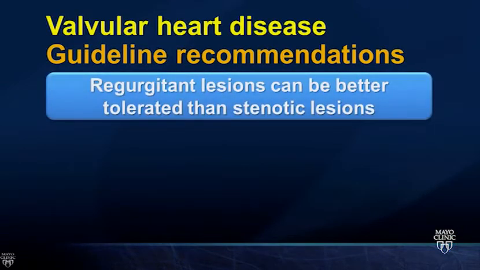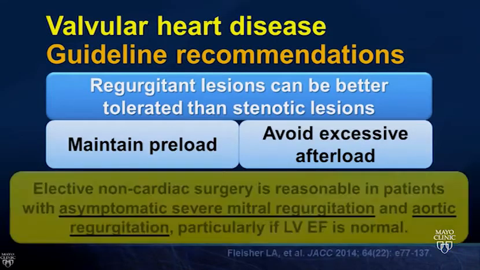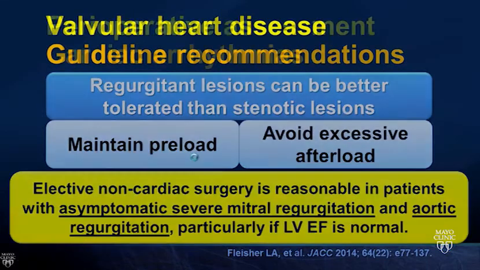If we think about regurgitant lesions, those are actually better tolerated than stenotic lesions. They are typically a volume load on the left ventricle rather than an isolated pressure overload situation as we see with aortic stenosis. And if you can maintain a patient's preload and avoid excessive afterload, these patients often do quite well. So guidelines say that as a two-way indication, elective non-cardiac surgery is reasonable in patients with asymptomatic severe mitral regurgitation and aortic regurgitation, particularly if the left ventricular ejection fraction is normal.